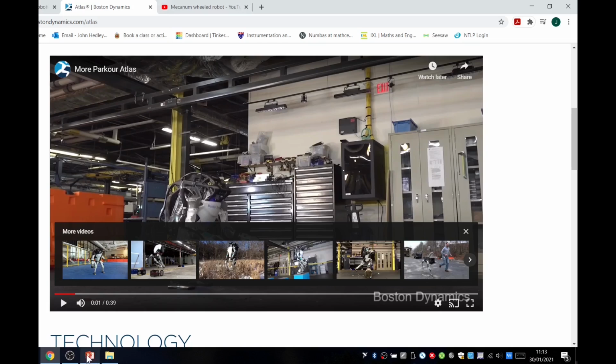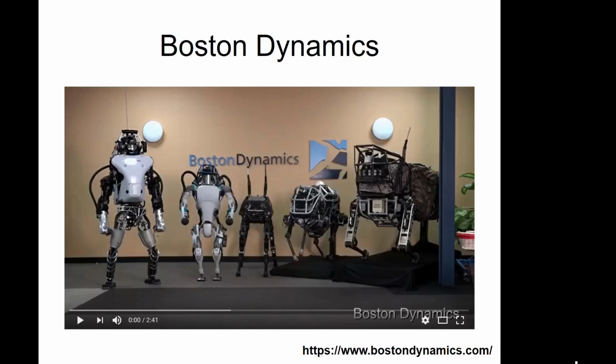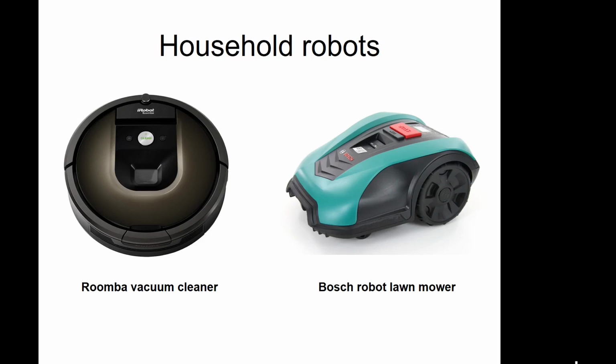Now, a lot of you might be thinking, it's good to watch, but I'm not going to be actually doing that kind of engineering when I leave university, which would be a fair comment. However, I don't want you to think of this as the only type of robots out there. So, for example, let's have a look at some household robots. These are commercially available systems.